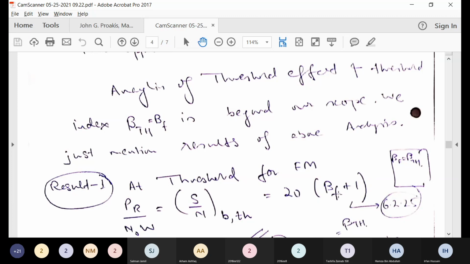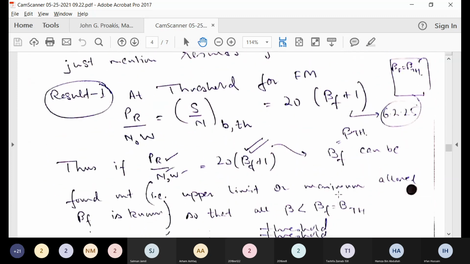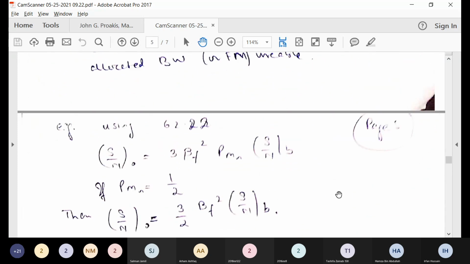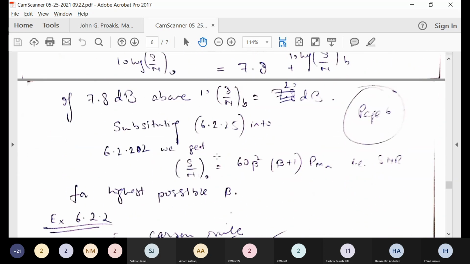The threshold equation, 20 beta plus 1, inside this equation. So the value of beta, the value of threshold, which is 20 beta plus 1, from the threshold equation can be substituted here. This will become 60 beta square (beta plus 1) into PMN. You will get 60 beta square (beta plus 1) PMN.